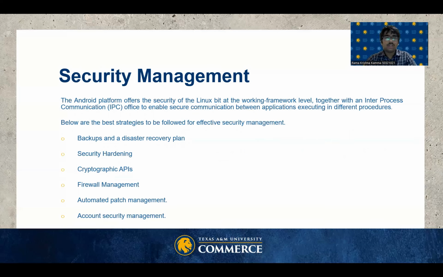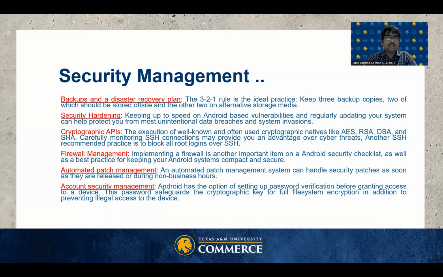So backup and disaster recovery plan, security hardening, cryptographic APIs, firewall management, automatic patch management, account security management. Backup and disaster recovery plan: the 3-2-1 rule is the ideal practice for that. Keep three copies of backups, two of which should be stored on-site and the other one in an off-site storage or media.